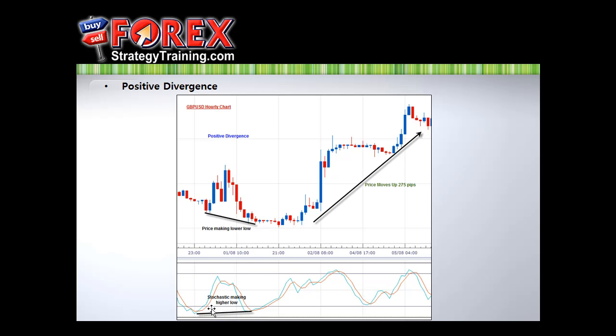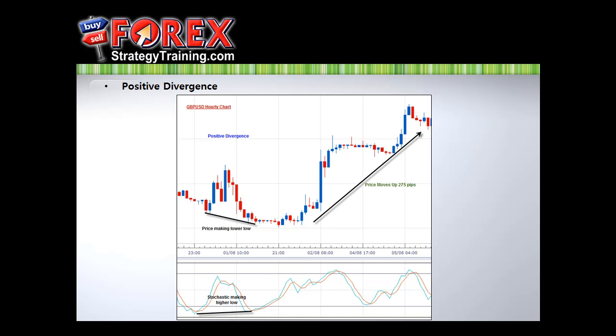Okay, but the stochastic makes a higher low. You can see this low is higher than here. This is what we call a positive divergence. So the positive divergence is telling us that price is going to move up, and sure enough, you can see the price moved up by 275 pips after the formation of this positive divergence.